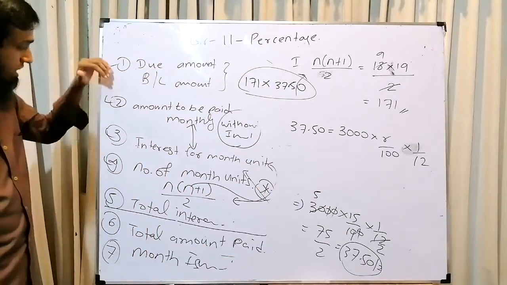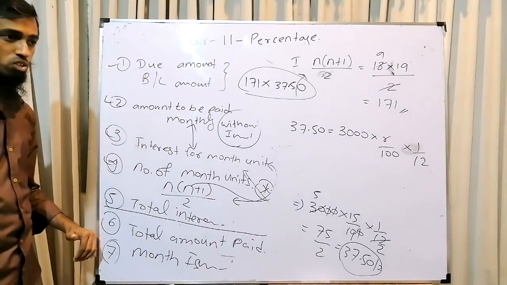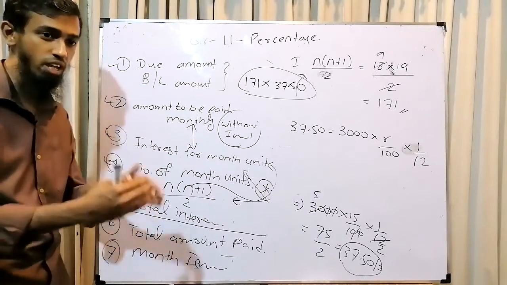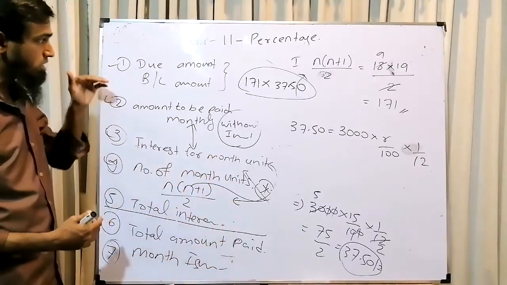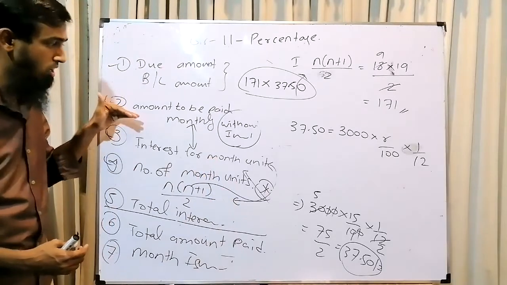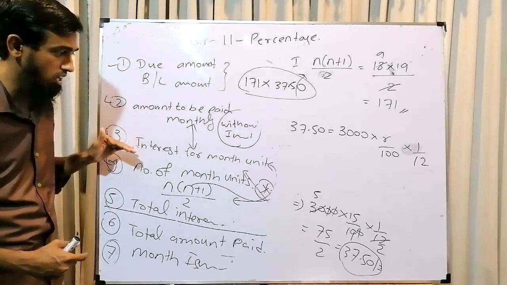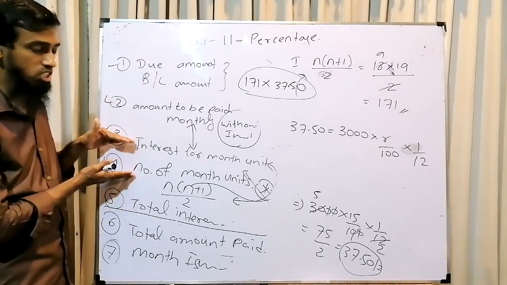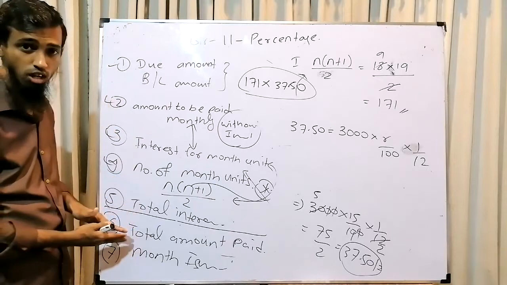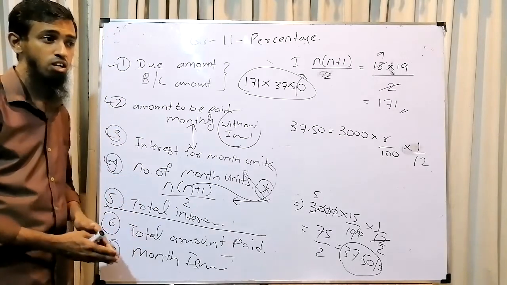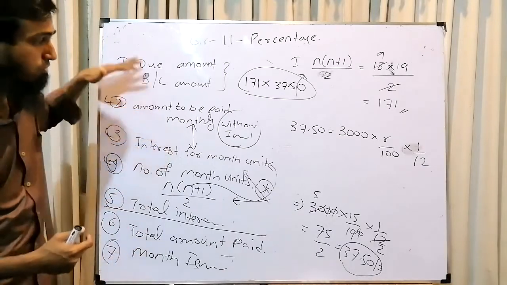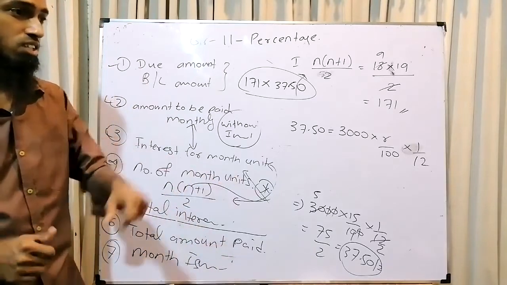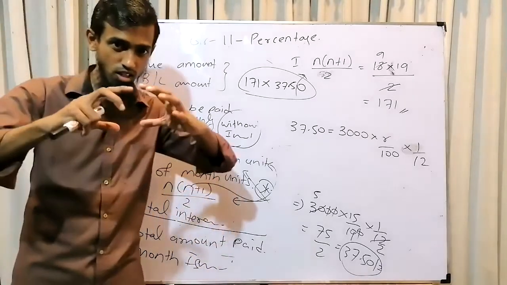So these are the seven main portions. You need to remember the connection by which we can find the other parts. With the due amount, we can find the monthly amount. With the monthly amount, we can find the interest for a month. Then the number of month units, using this the total interest, then the total amount to be paid, then the monthly installment. So you should know the flow and the connection between them. That's why we discussed the second question. I think you have got the idea.